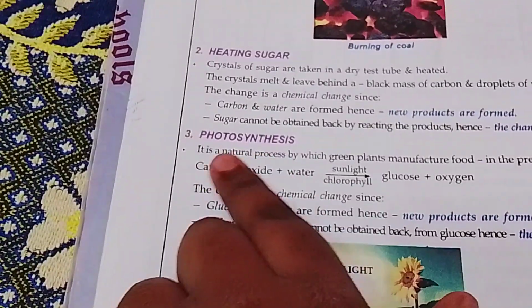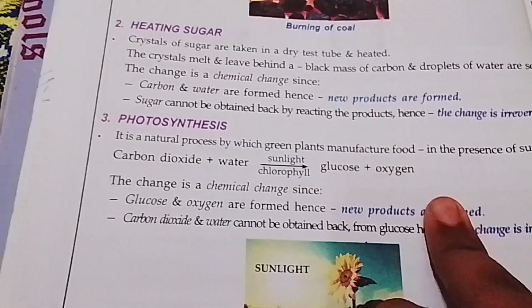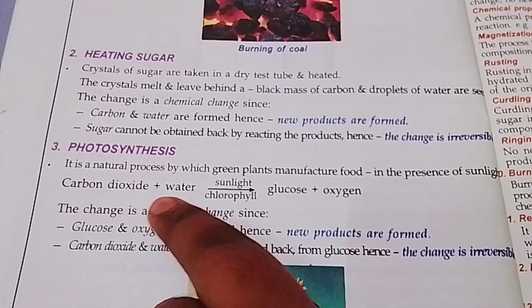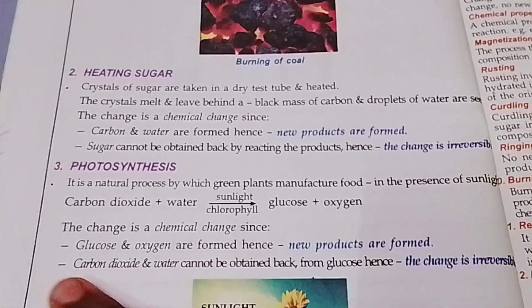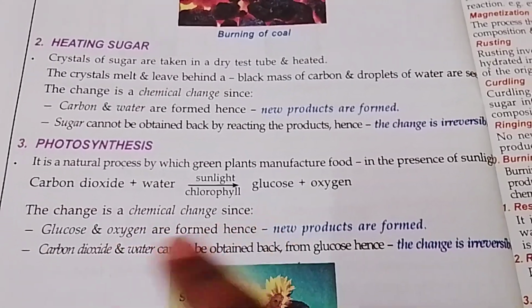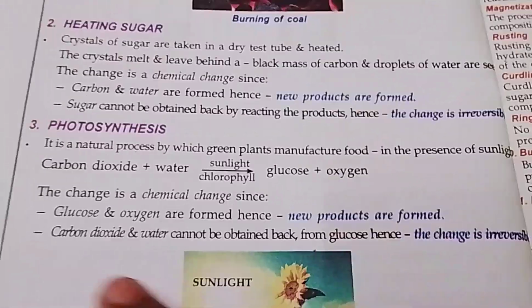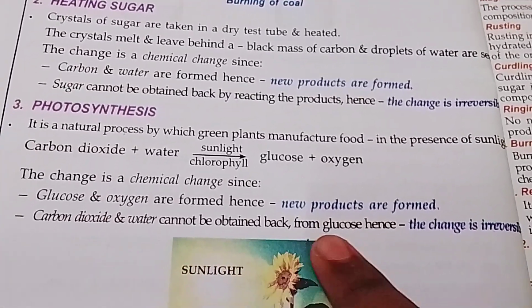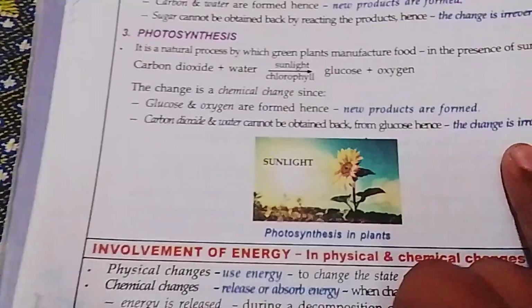Photosynthesis is a natural process by which green plants manufacture food in the presence of sunlight, carbon dioxide, and water. Sunlight, by chlorophyll, gives glucose plus oxygen. The change is a chemical change. Since glucose and oxygen are formed, new products are formed. Carbon dioxide and water cannot be obtained back from glucose, hence the change is irreversible.